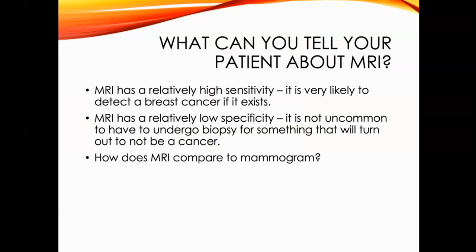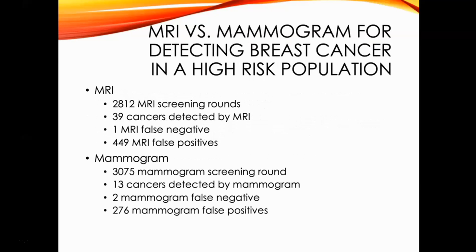So now what can we tell our patient about MRI based on this? So MRI has a relatively high sensitivity. It's very likely to detect a breast cancer if it exists, but MRI has a relatively low specificity. It's not uncommon that patients will have to undergo biopsy for something that will turn out not to be a cancer. So you tell your patient that, and then she asks you, how does MRI compare to mammogram? And we can use data from the same paper to answer that question.